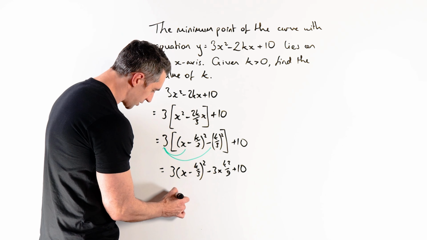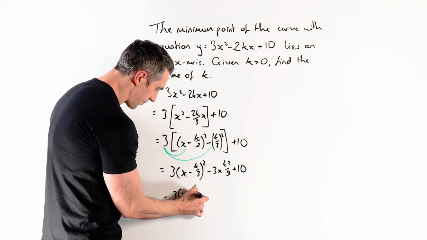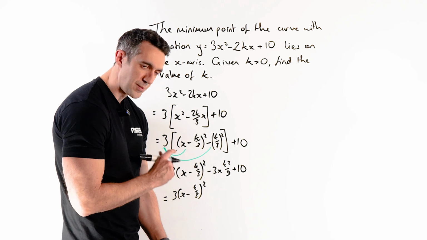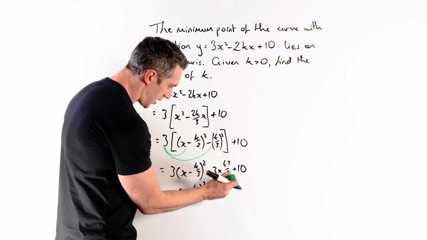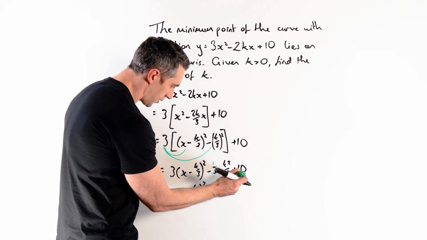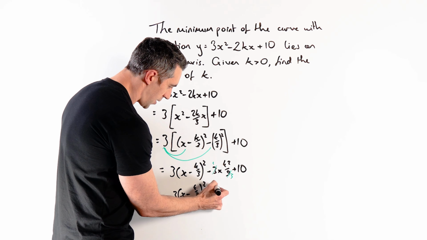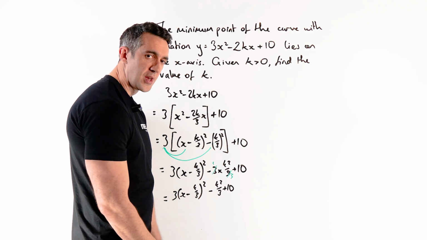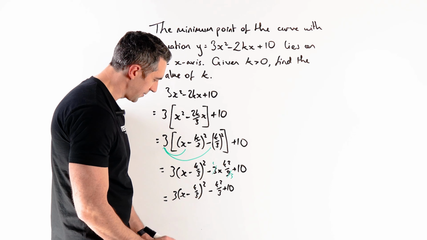So if we simplify as much as we can, we now have x minus k over 3 squared in our bracket with our 3 in front. And if I simplify this, 9 and 3 means that's a 1 and that's a 3. So I'm left with minus k squared over 3 plus 10. So we've done our completed square form.